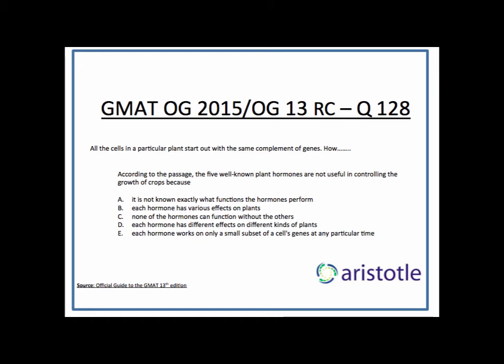C says, none of the hormones can function without the others. We don't know. D says, each hormone has different effects on different kinds of plants. We don't know. E says, each hormone works on only a small subset of a cell's genes, but that's not the reason given in the passage. So the reason is clearly the pleiotropic quality. So B becomes your answer.